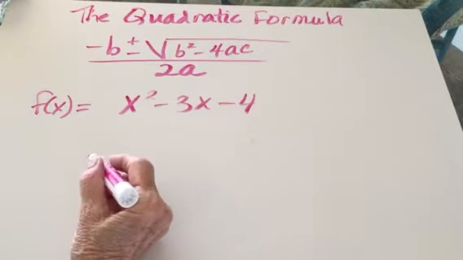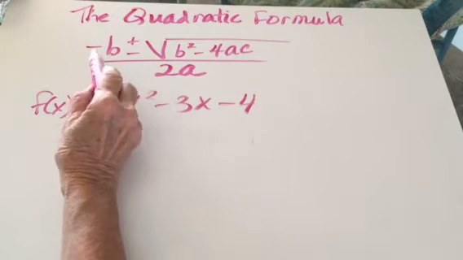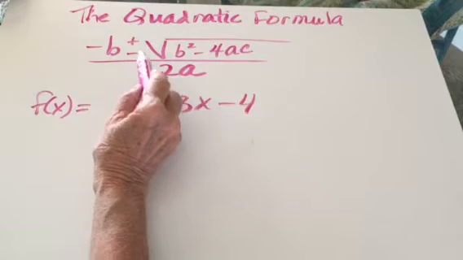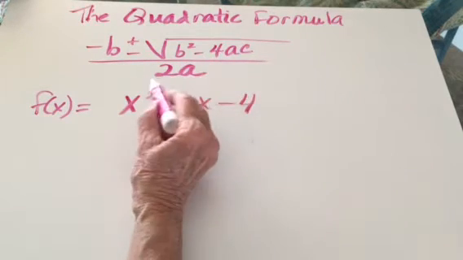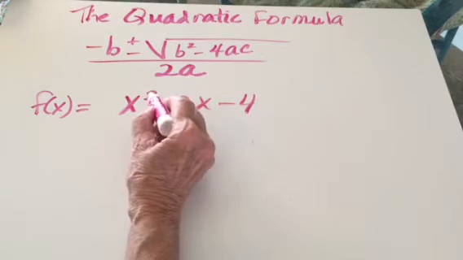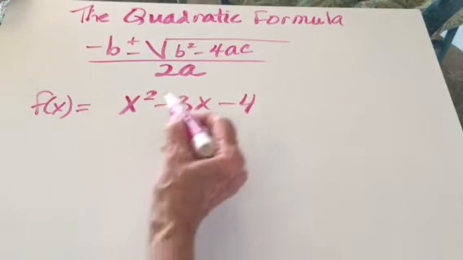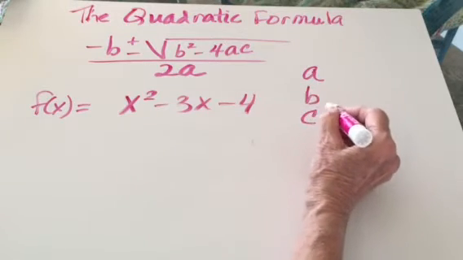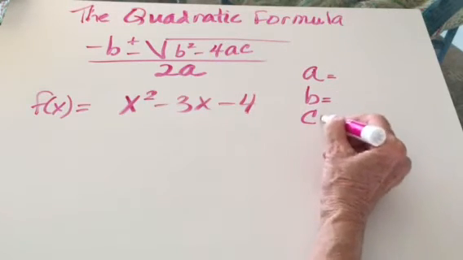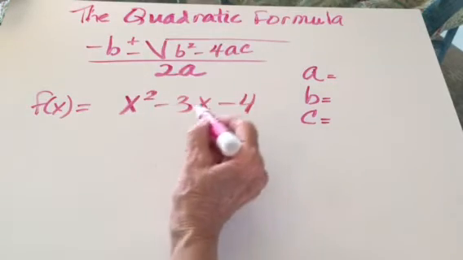Anyway, all right, so here we have the quadratic formula, and it says negative b plus or minus radical b squared minus 4ac all divided by 2a, and you're like, what in the world is that? Well, let me remind you of what a, b, and c is when you have a formula like this.